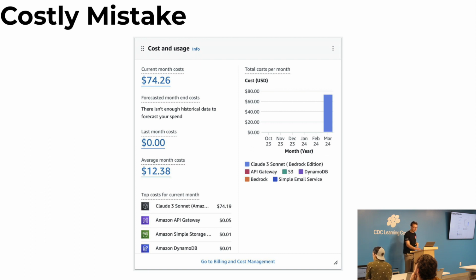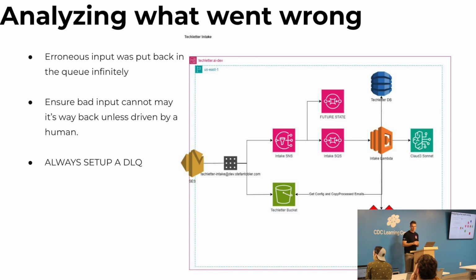What ended up happening is I did not have this DLQ in the first place. So when I was writing bad code for my intake Lambda and it was throwing errors, it was just going right back into the queue and then right back into the Lambda, over and over and over again. And Claude is not the cheapest model to be running on. I was also sending the full email body with the base64 encoding and everything. One email is not expensive, but 35,000 of them started to add up. So this is a good learning opportunity.